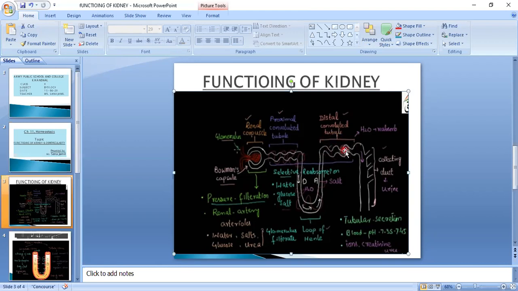Here again, these zigzag tubules are present, known as the distal convoluted tubule. Hence, these are the three parts of the renal tubule. Basically, there are two parts, the renal corpuscle and the renal tubule, which are further categorized: the renal corpuscle into glomerulus and Bowman's capsule, and the renal tubule into proximal convoluted tubule, loop of Henle, and distal convoluted tubule. And the next part is the collecting duct, where urine is collected.